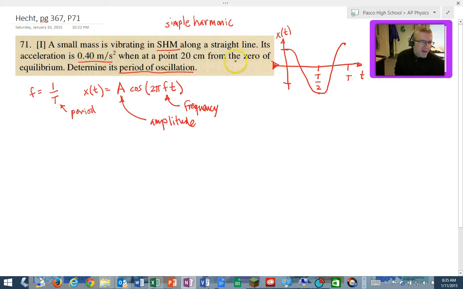All right, so back to the question. Its acceleration is 0.4 meters per second squared, so I like that. Those units are good. And the point 20 centimeters from the zero. So we're saying there's some t, let's call it t1 maybe, where this thing is at 20 centimeters or 0.20 meters. So once again, that's just 20 centimeters.